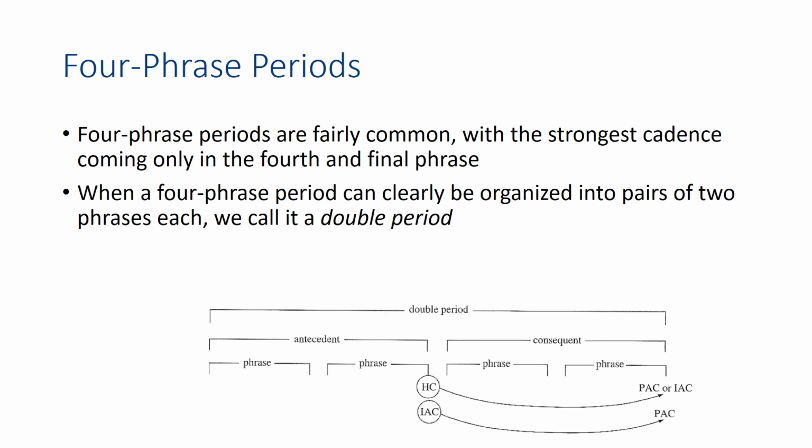So here's a diagram that shows what a double period looks like. Notice that the first 2 phrases are grouped together as the antecedent, and the second pair of phrases are grouped together as the consequent. And we compare the cadences of each of those 2 groups of phrases. So it's like a period times 2. It's a double period.